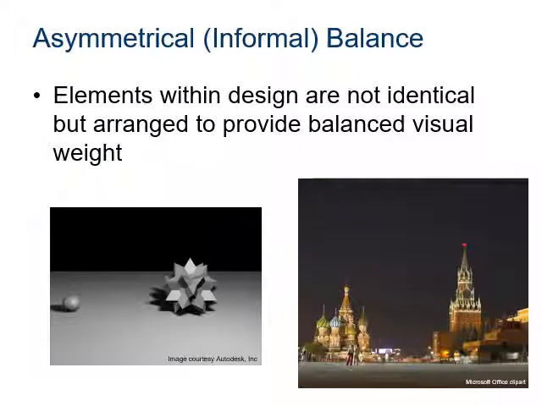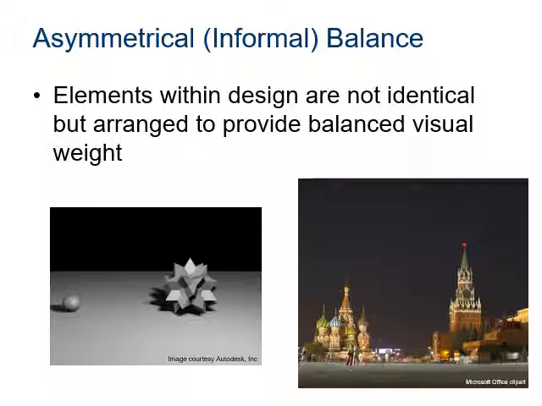This image shows asymmetrical or informal balance. The elements within the design aren't identical, but they're arranged to provide weight. On the left-hand side, there's a ball on the left, and then there's a little star shape on the right. So you see one object on the left and the other one on the right.